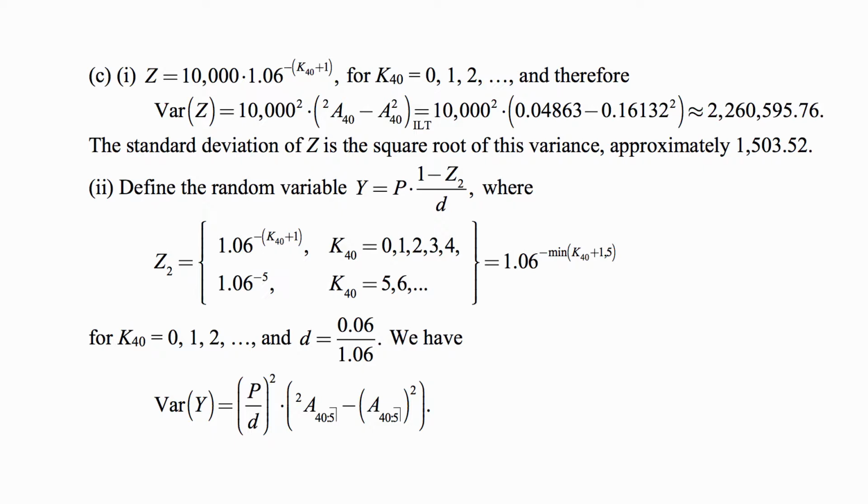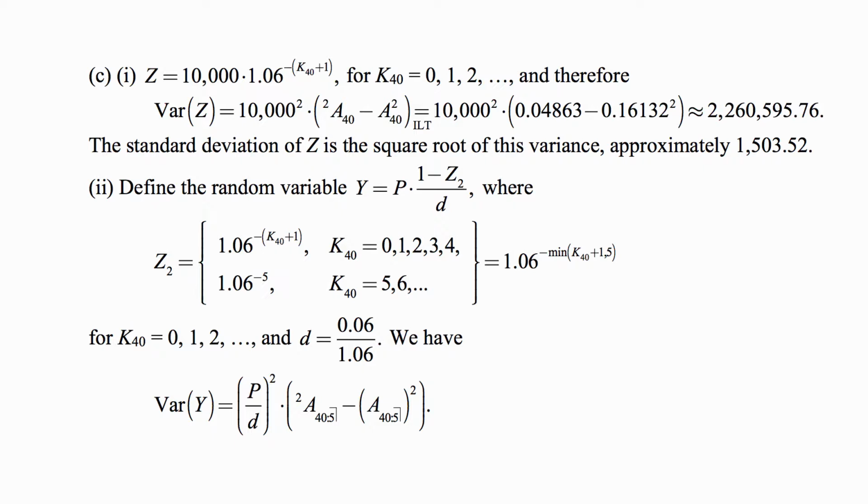2,260,595.76. The standard deviation of Z is the square root of this variance, approximately 1,503.52. For the second part, define the random variable Y to be P times (1 minus Z2) over d, where d is, of course, the discount rate corresponding to the 6% that we're using, which would be 0.06 divided by 1.06.